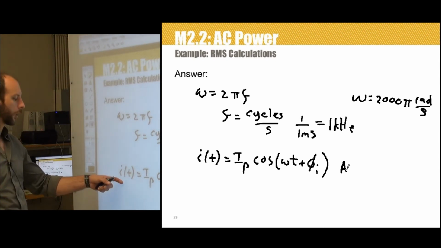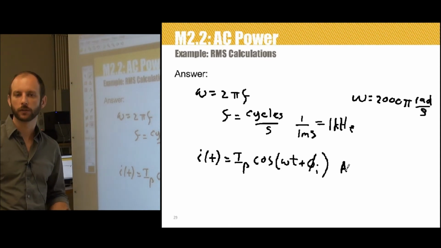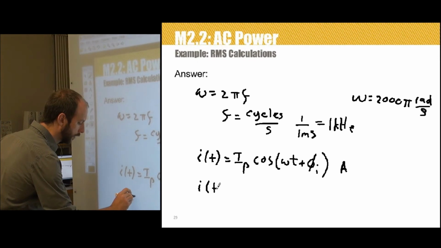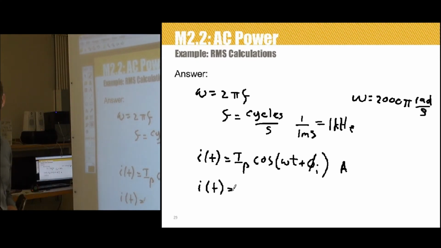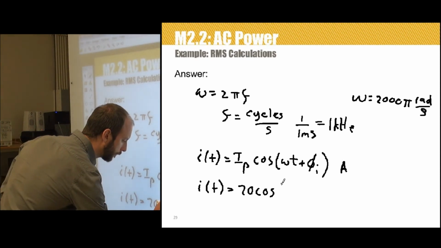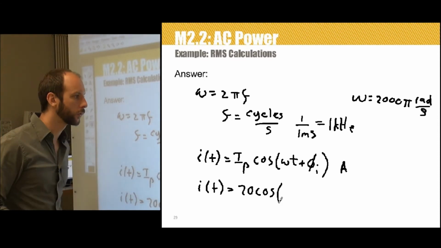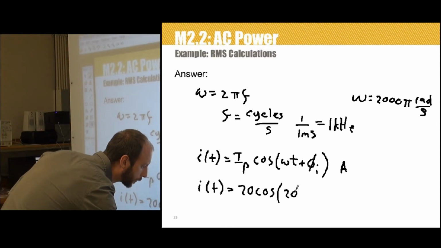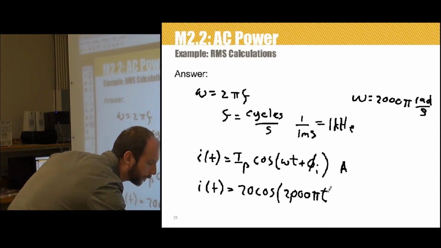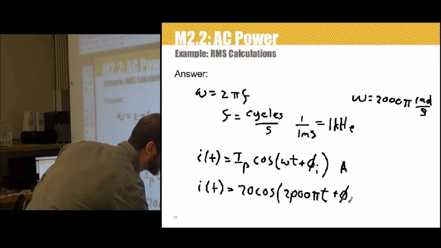You may notice here that I used a lowercase value. Typically, lowercase values are used to represent AC quantities, while uppercase values are used to represent DC quantities. So we can rewrite this as i of t equals, well, we were given the peak value as 20. We calculated already the angular frequency omega as 2,000 pi. So now this becomes 2,000 pi t. What about the phase shift? Unfortunately, we don't know the phase shift yet, so we'll have to stop there for right now.